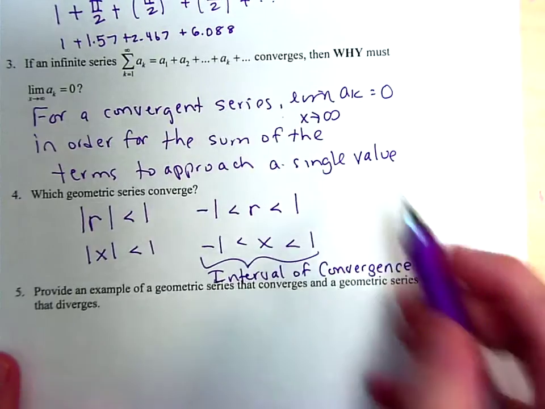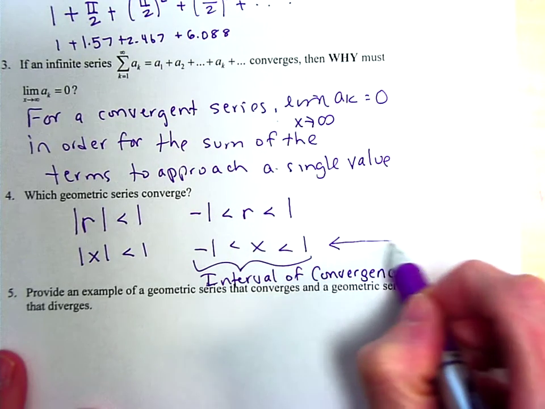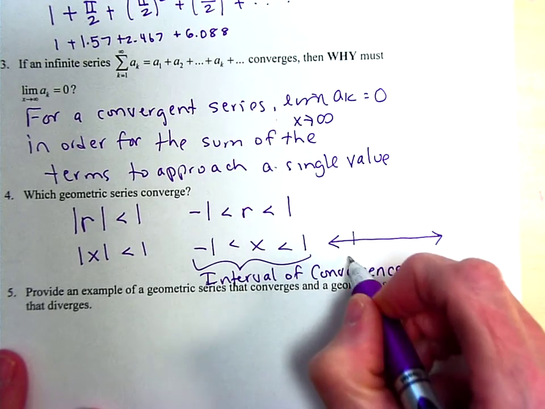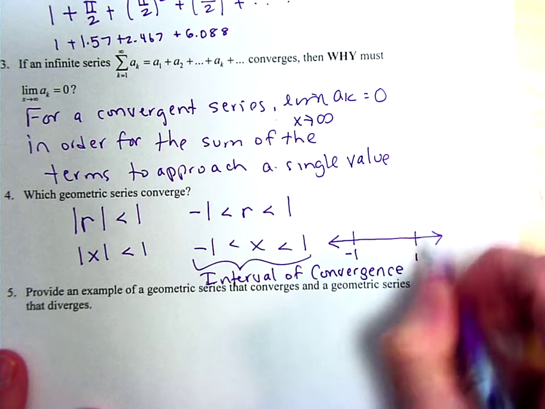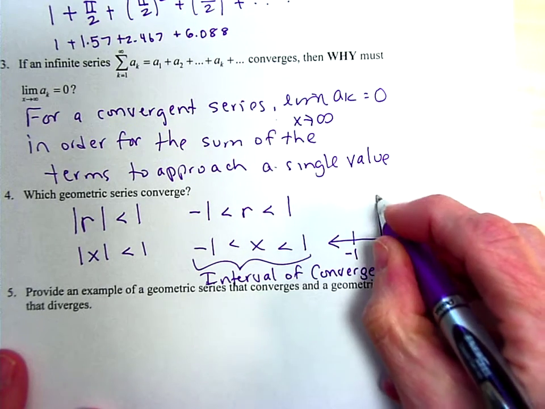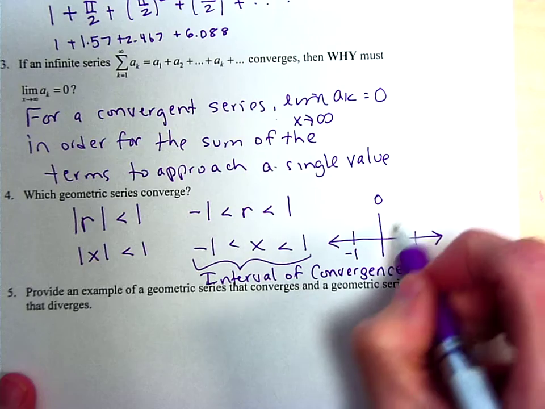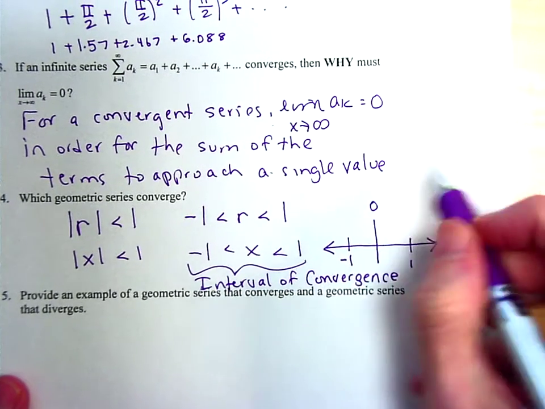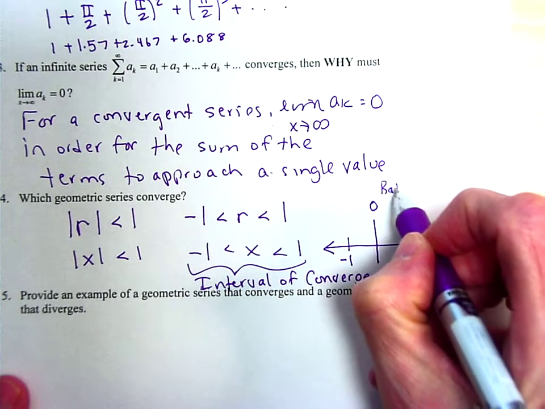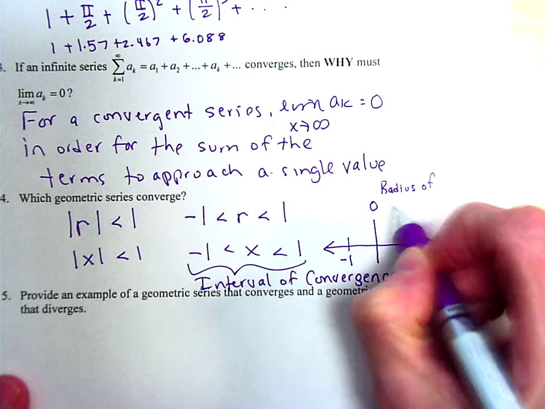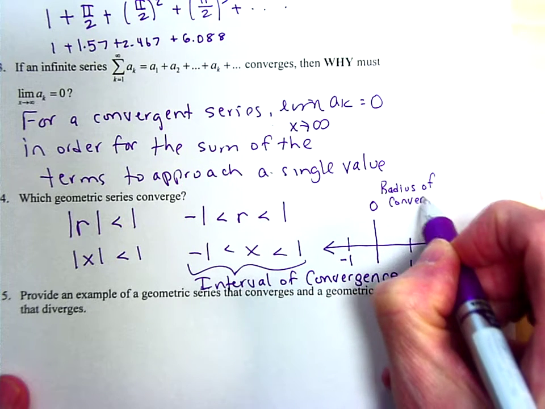I'm also going to add one more thing. If I were to plot this on a number line, here's minus 1 and 1. 0's right in the middle. There's another term called the radius of convergence. This is something we're going to have to learn about. It's a very simple thing to find.